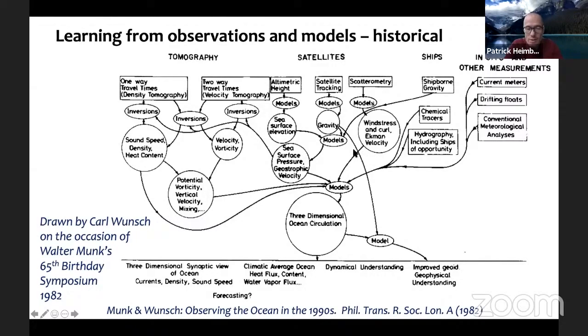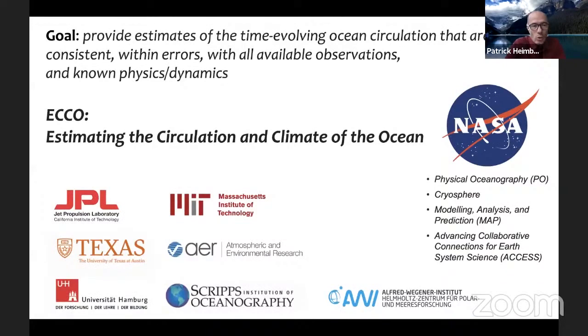This is a very eclectic observing system, and the question is how to make sense of all of these observations in a joint manner. The idea is that a three-dimensional ocean general circulation model should serve as the dynamical interpolator. The goal is to provide estimates of the time-evolving ocean state that are consistent, within the error bars, and this is important, with all available observations and with known physics and dynamics. This is what the project for estimating the circulation and climate of the ocean has set out to do.